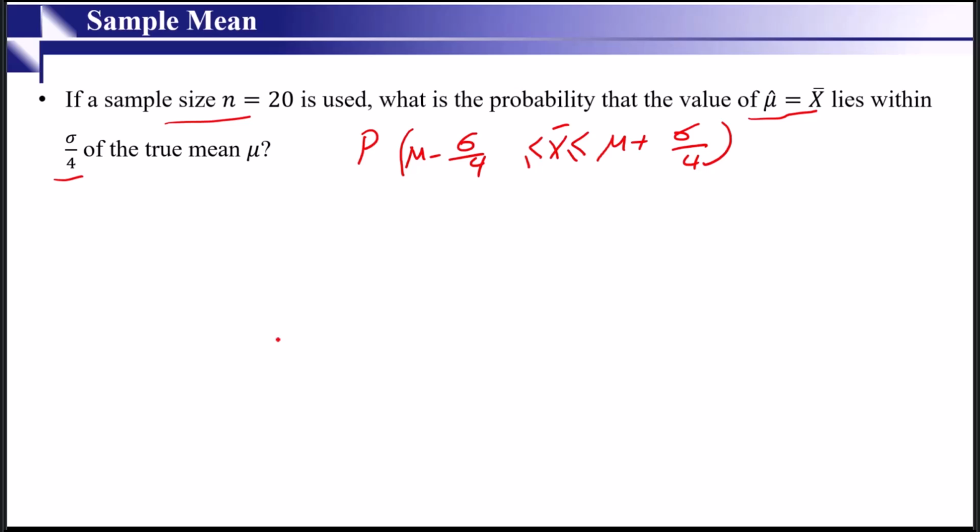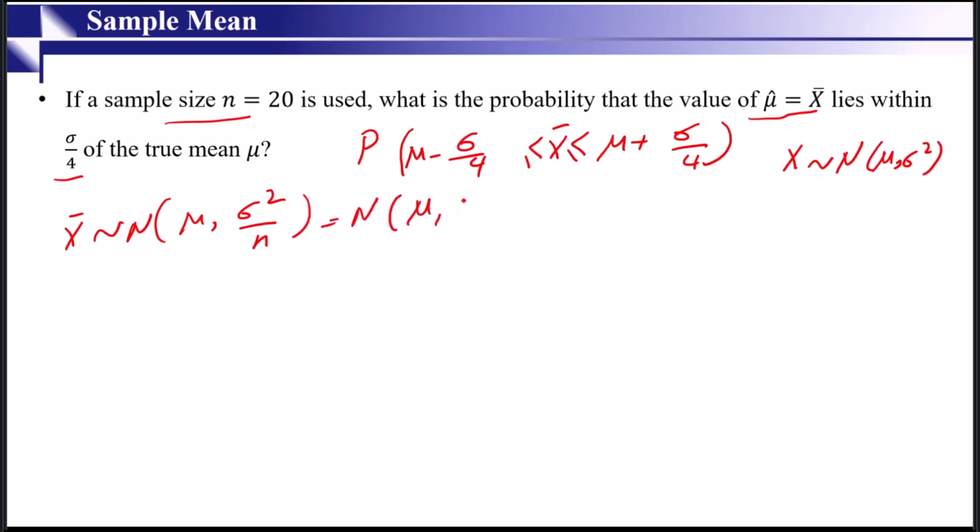right? And because our random variable follows a normal distribution of mu and sigma squared, then we can say that x bar follows a normal distribution of mu and sigma squared divided by n, which is equal to mu and sigma squared divided by 20, because n is equal to 20. Then here, the standard deviation of x bar is equal to the square root of sigma squared divided by 20, which is equal to sigma divided by the square root of 20. Now, we can go for standardization.